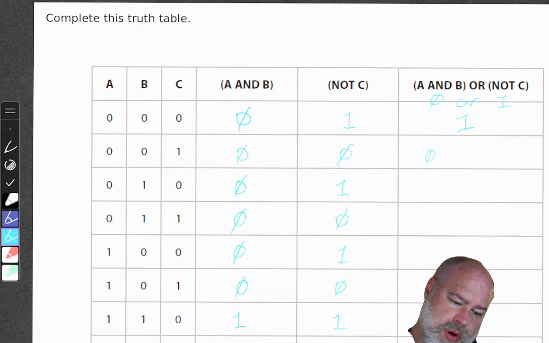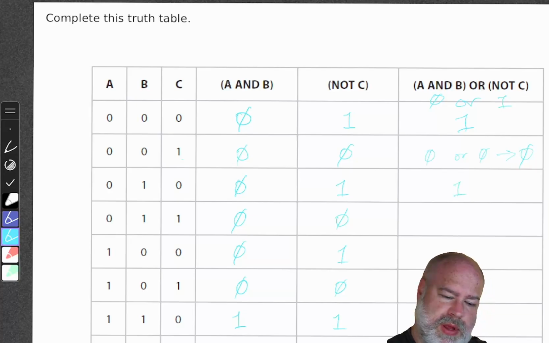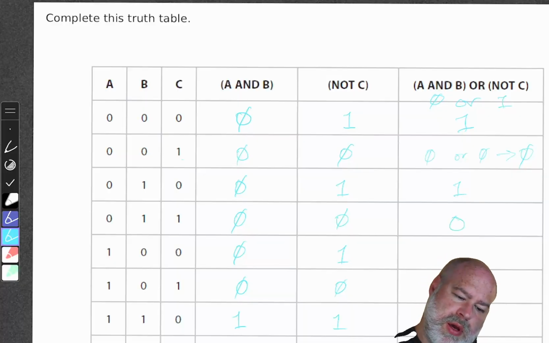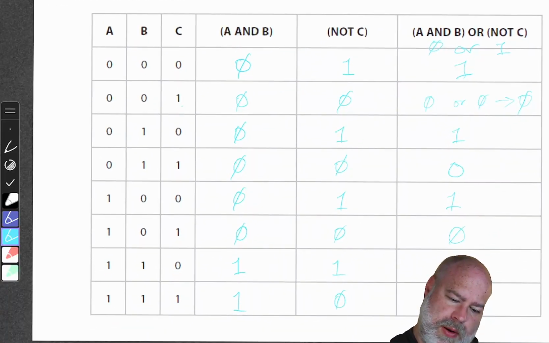0 OR 0 outputs as 0. It's just 0, isn't it? Get this: 0 OR 1 is 1. It's the same as last time. 0 OR 0 is 0. 0 OR 1 is a 1. 0, 0 is a 0. Now 1 AND a 1 is a 1. And 1 OR a 0 is a 1. That's it.